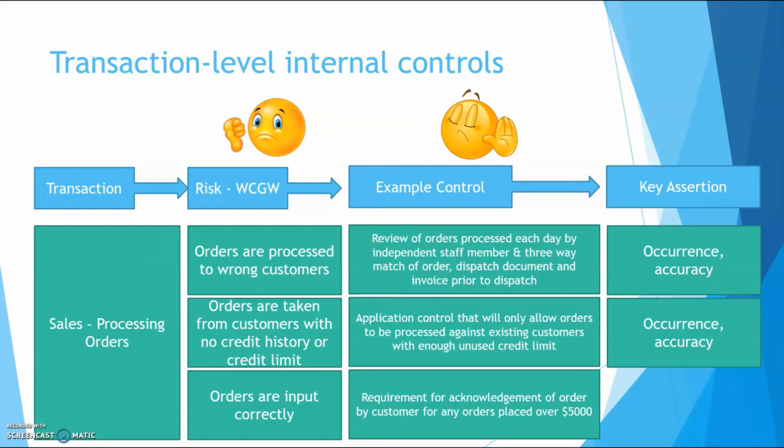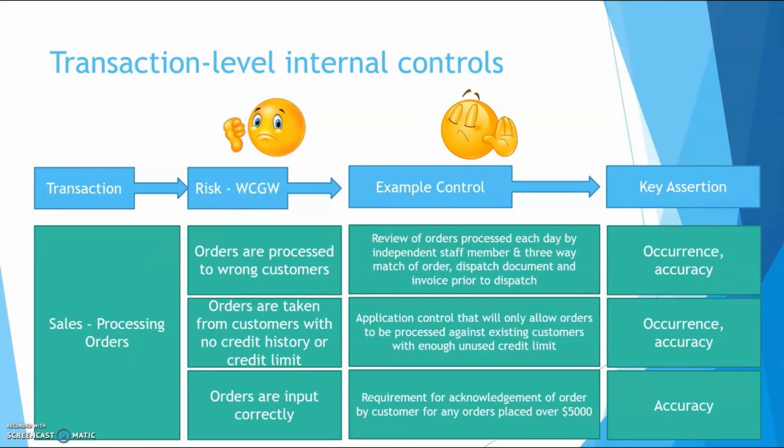We could require an acknowledgement for orders by customer for any orders placed of over $5,000. So in this instance, the system would trigger a notification to the customer saying, do you confirm this order? So many times you see sales with an extra zero or a dot point in the wrong place. So the system notifying the customer to confirm the order helps prevent that error from happening, and that obviously impacts the accuracy assertion.